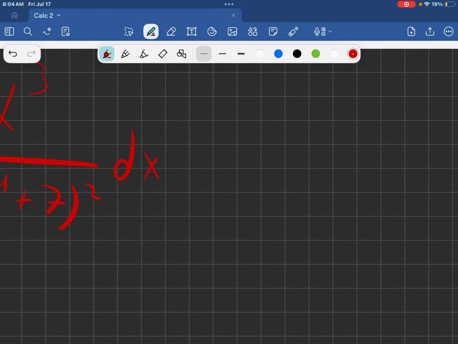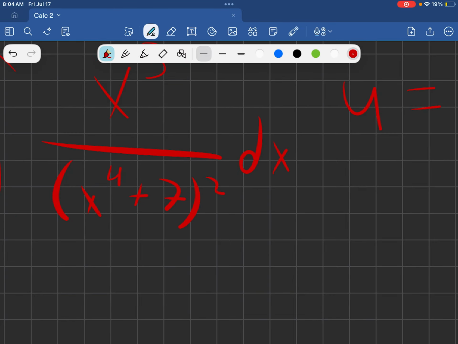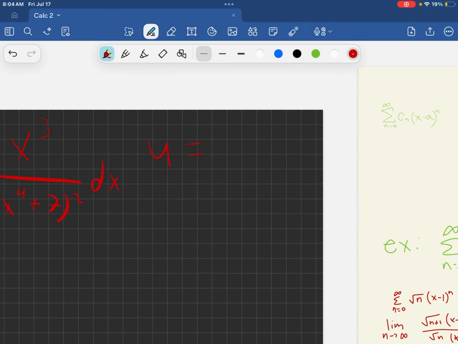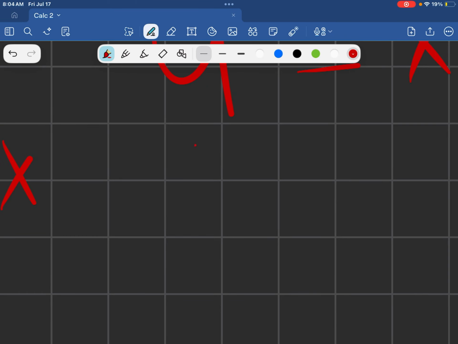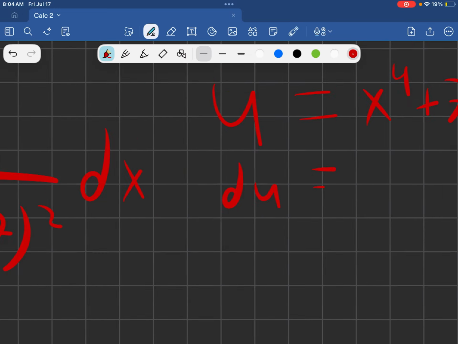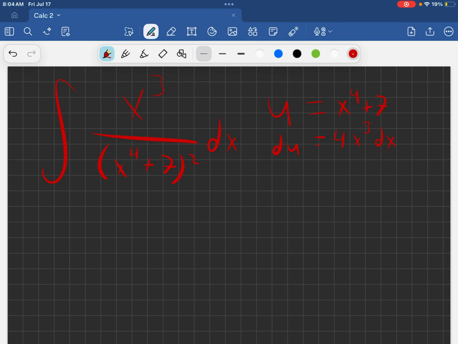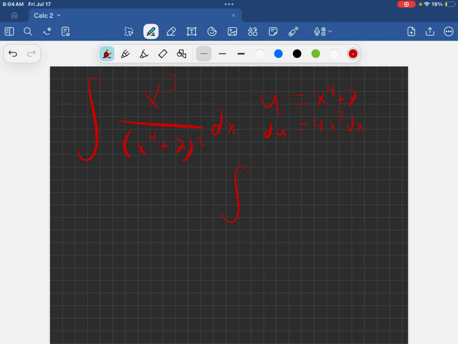So we're going to set u equal, and we'll just add in that constant, because when you take the derivative, that constant's just going to disappear. So u equals x to the 4th plus 7, and du equals 4x cubed dx.